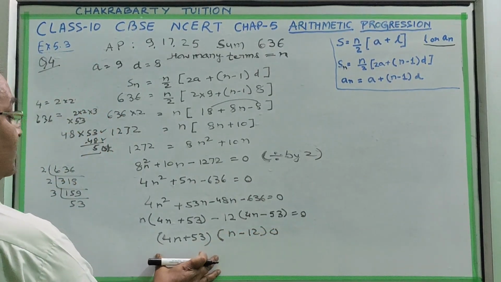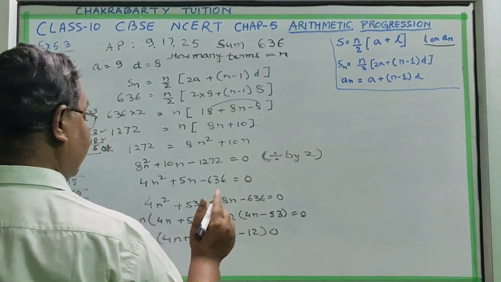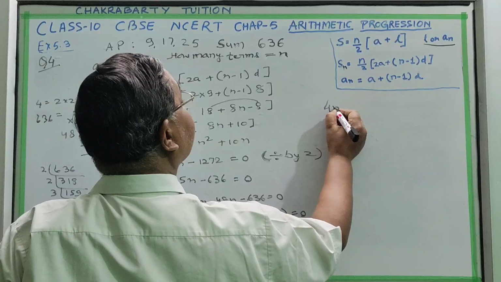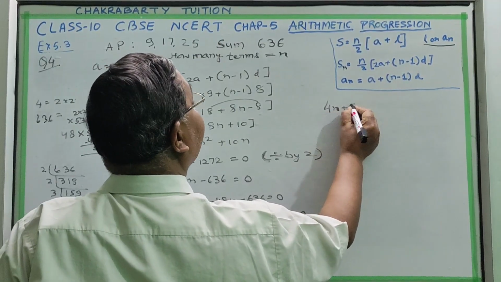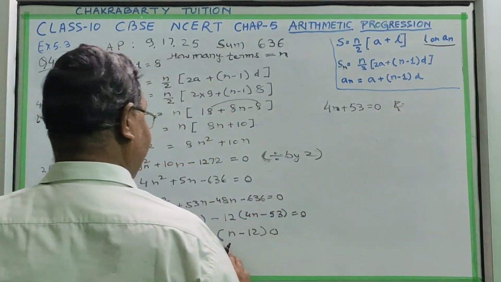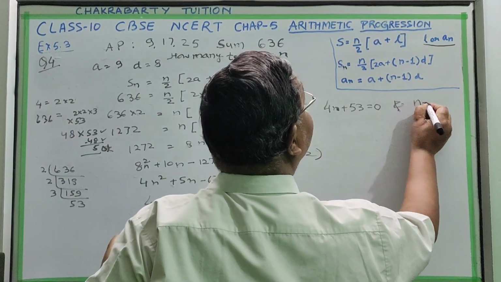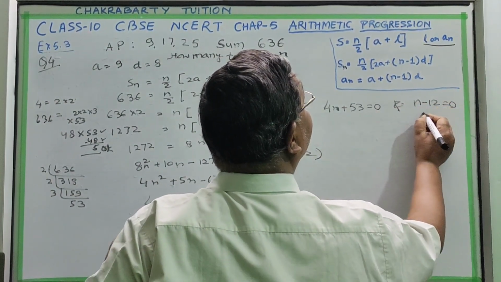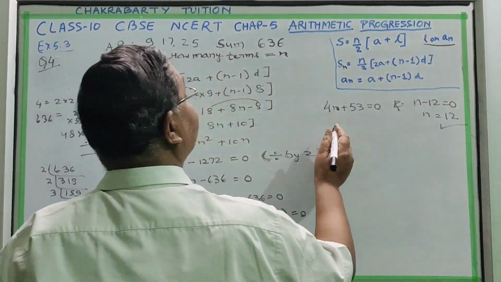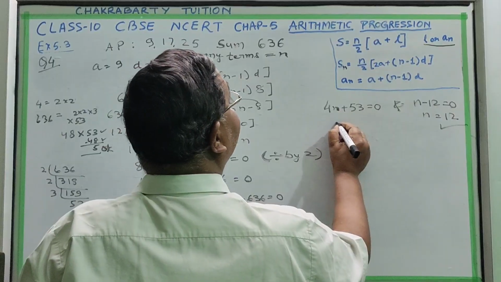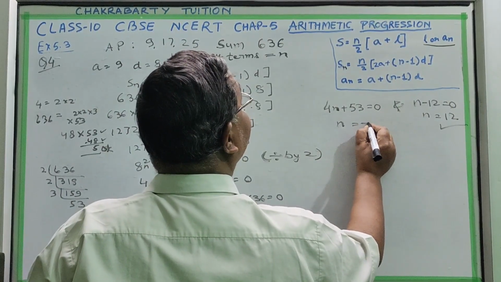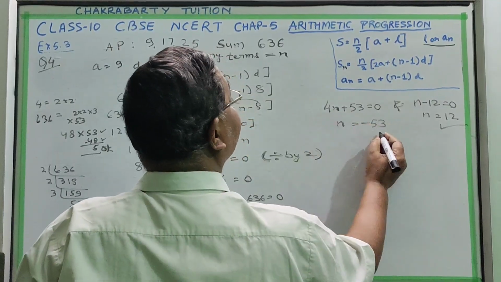Now here if you see, here 4n plus 53 equal to 0, and the other one is n minus 12. N minus 12 is also 0. So if you take 12 to this side, this is possible, it is a positive integer, positive number. And here if you take n, and this 53 will go to the other side and it will become minus 53, and this 4 will come.